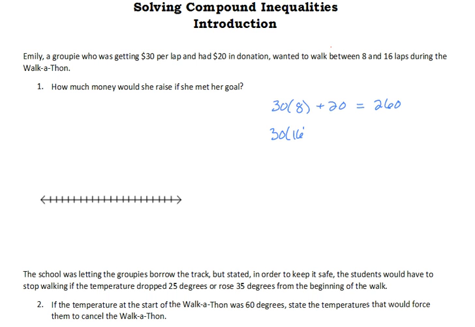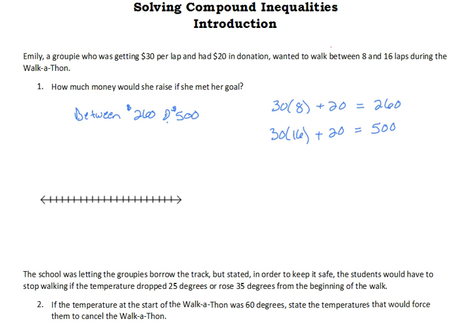If she does her 16 laps, she's going to double that. So she's going to get 480 out of this, plus the 20 is $500. Okay, so how much money would she raise? She wants to walk between those. So that means that she's going to raise between 260 and $500.